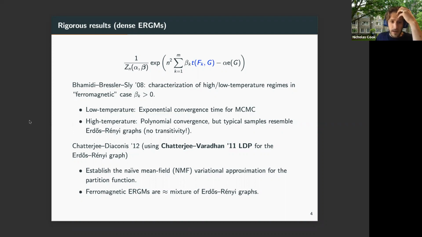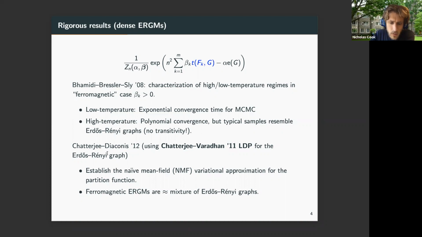And so using the large deviation theory, they were able to give an alternative way for approximating the partition function. So in practice, they were doing this through sampling. But there's an alternative way, a variational approximation known as the naive mean field approximation that I'll talk about in a couple of slides, that they were able to rigorously establish for these sorts of models.